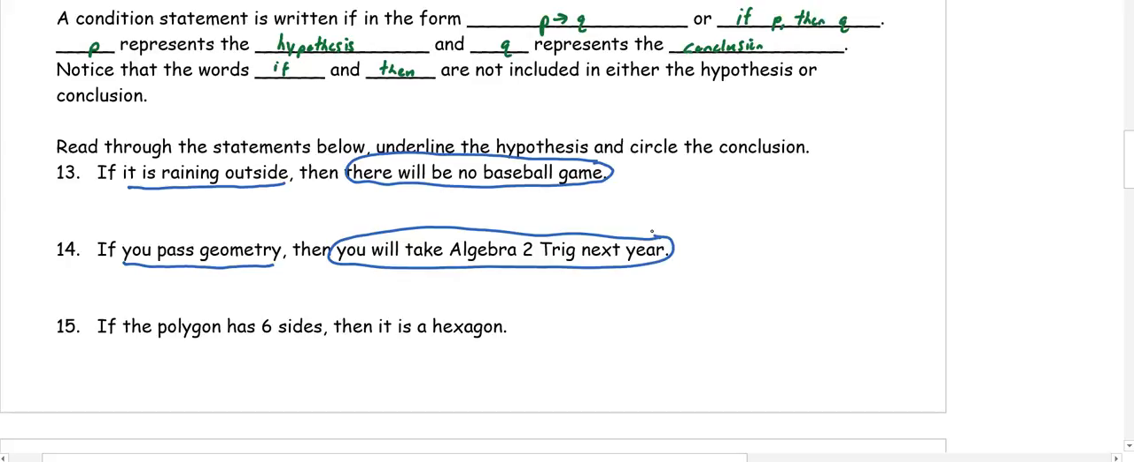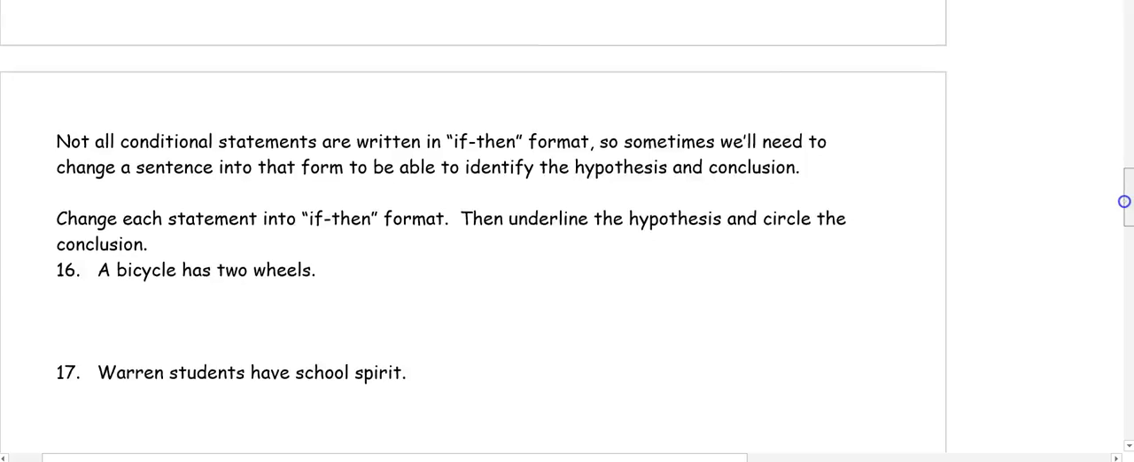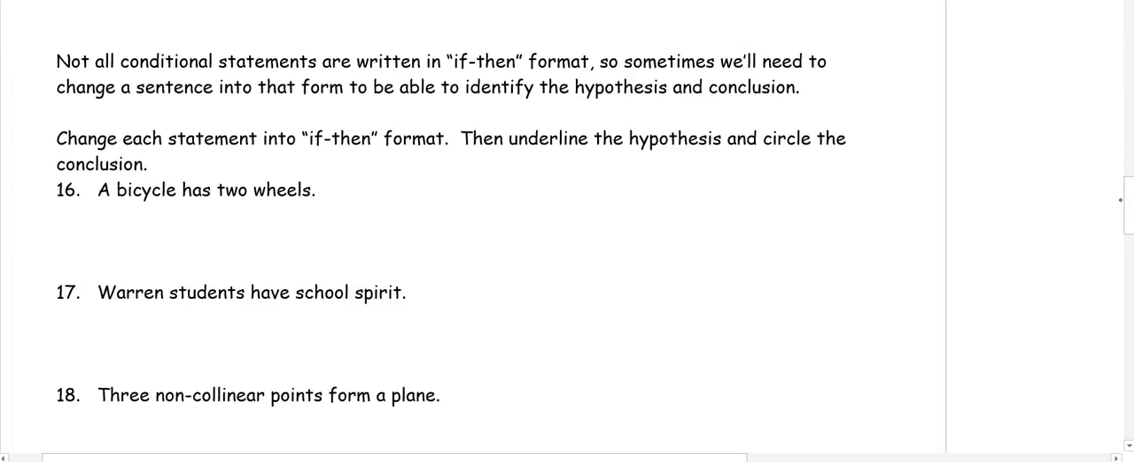Number 15, if the polygon has 6 sides, then it's a hexagon. So our hypothesis is the polygon has 6 sides. Our conclusion is it is a hexagon. So sometimes not all conditional statements are written in an if-then form. Sometimes we need to change the sentence in order to make it a conditional and write it in if-then format.